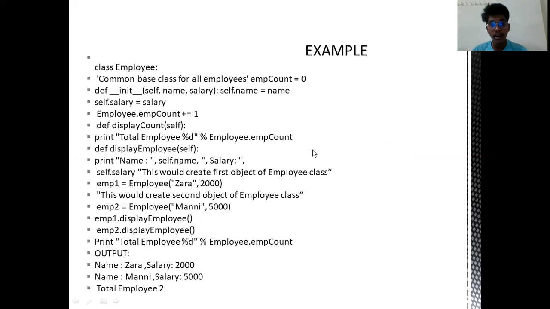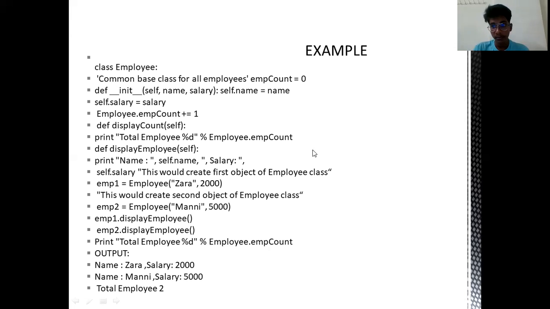def displayCount(self): print "Total number of employees %d" % Employee.empCount. def displayEmployee(self): print "Name: ", self.name, ", Salary: ", self.salary. So if you are giving an input type name, it also tells with salary. This would create the first object of the Employee class.